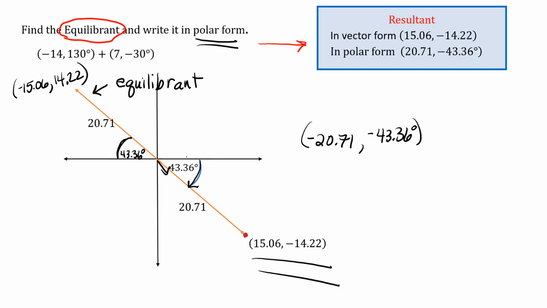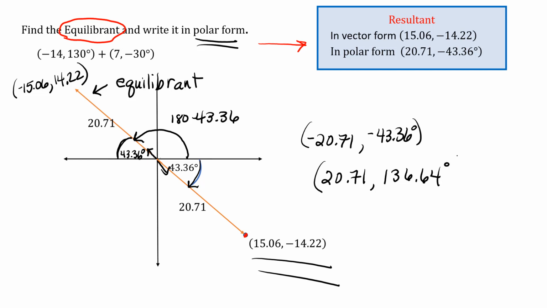Or you could go with your angle clockwise and go that way to get there. And to do that, you're going to have to do 180 minus 43.36 degrees. And when you do that, of course, you're going to go in that direction for your magnitude, and that'll be positive because you're in the second quadrant now. So it'd be 20.71, and then 180 minus 43.36 is going to be 136.64 degrees. So there are many ways you can write it.